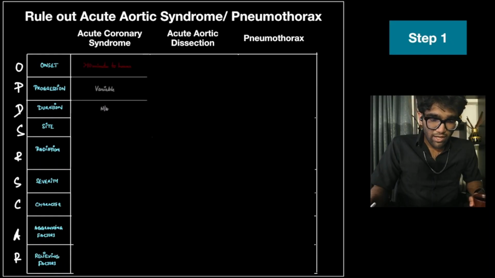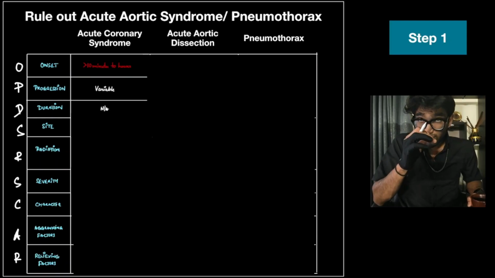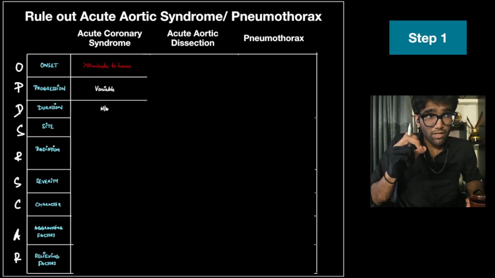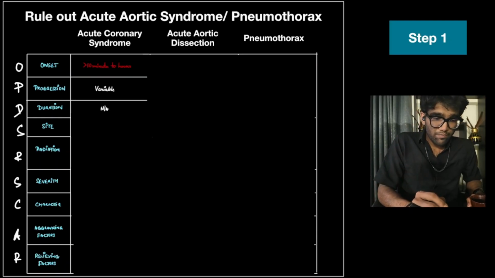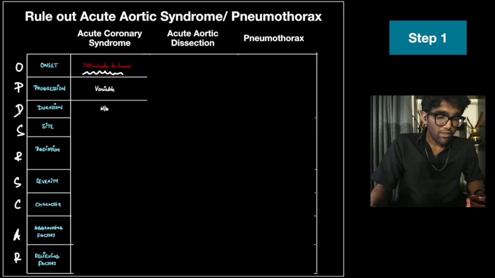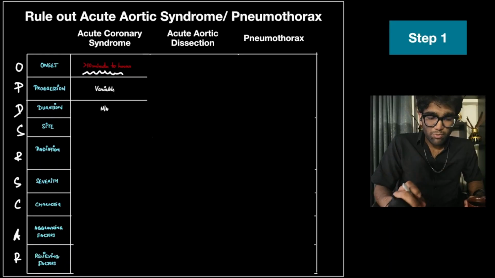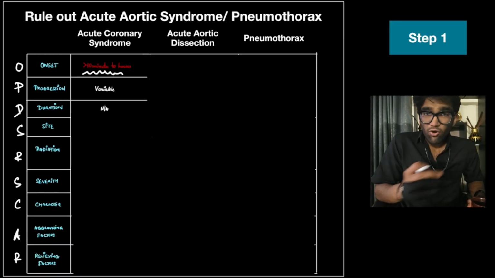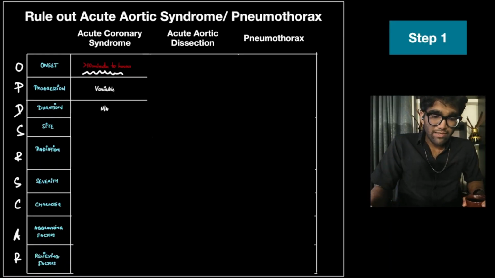onset, obviously our acute coronary syndromes typically have an acute onset. Patients who have what we term unstable angina, and we'll be coming to that, have a symptom duration of more than 10 minutes up to hours. The progression is variable, but often is progressive. The duration per se, all of these pathologies are acute, so it doesn't really differentiate.